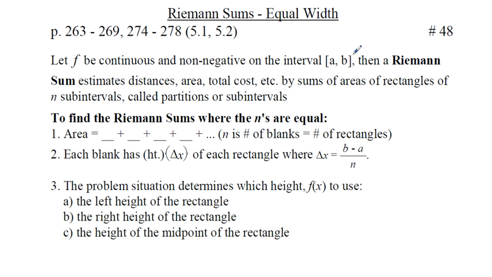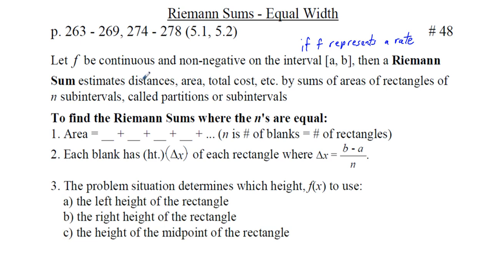I'd like to add something here. We would say if f represents a rate, a function of a rate, then a Riemann sum estimates distances, area, total cost.